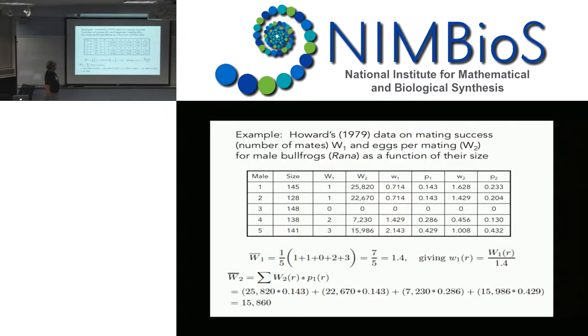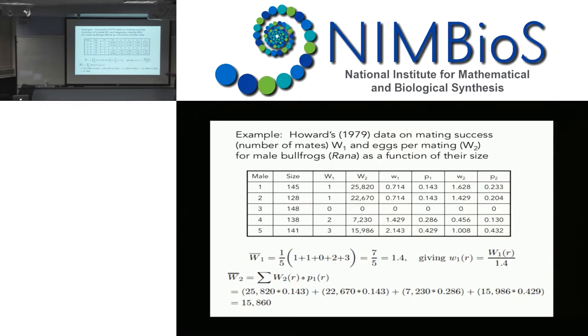So this is classic data from Howard for mating success in bullfrogs, where W1 was number of mates and W2 was eggs per mating. So I've thrown a trait on here. You don't have to. But here's body size. What we see here is that individuals 1 and 2 had 1 mate. Individual 3, I guess, is unlucky. Individual 4 had 2 mates. Individual 5 was, you know, on the football team or whatever. They had 3 mates. So that's the absolute fitness.